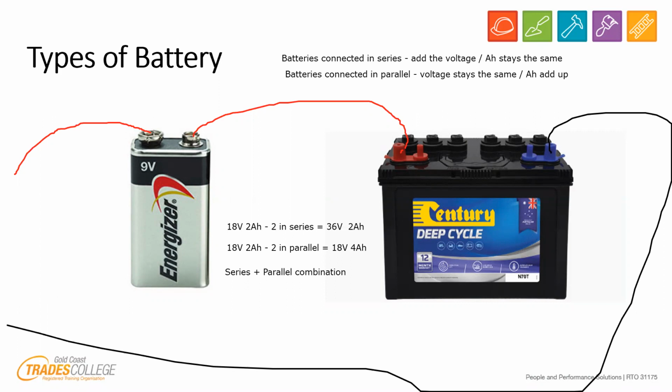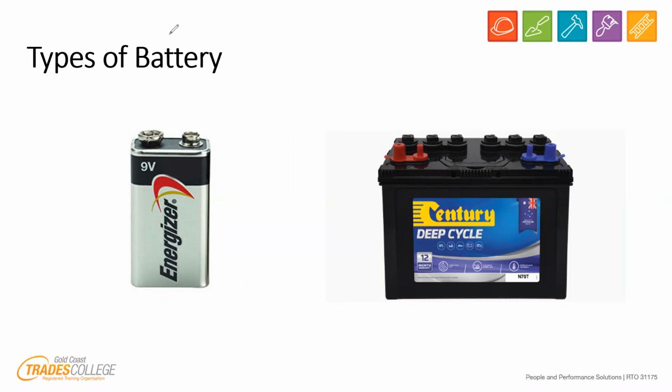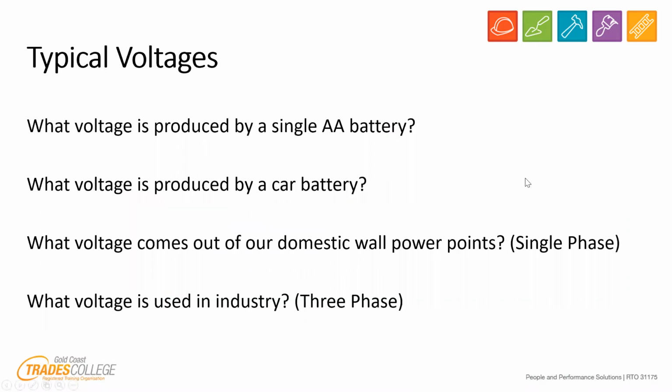Clear all drawings. Okay, so that takes us on to the final slide. What voltage is produced by a single AA battery? That's 1.5 volts. What voltage is produced by a car battery? They are 12 volts. Both of them DC, remember. What voltage comes out of our domestic power points? That is 230 volts AC.